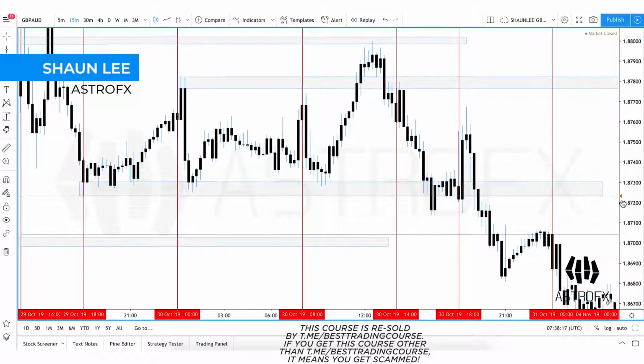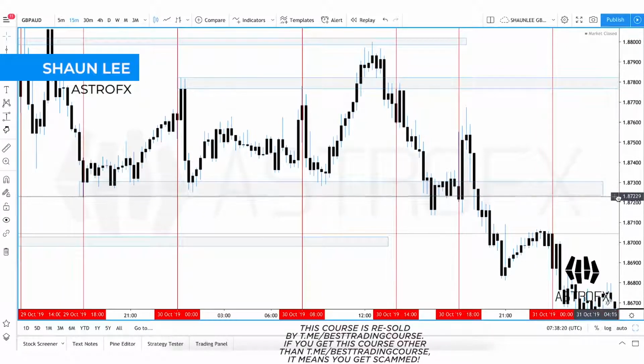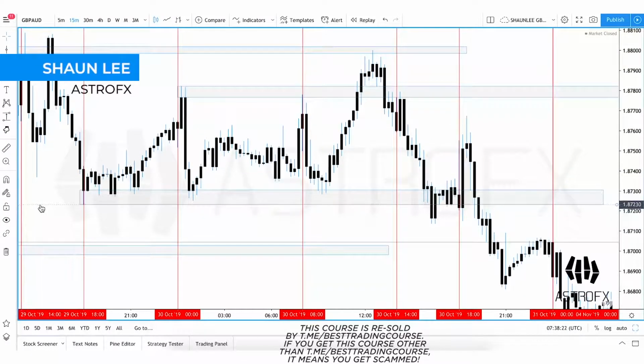Now, this is really frustrating me. I wonder if I can just move it over. No, it doesn't want to delete.